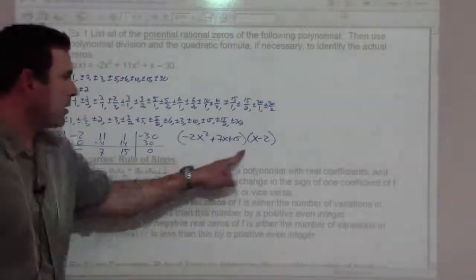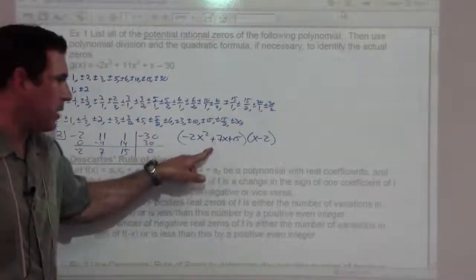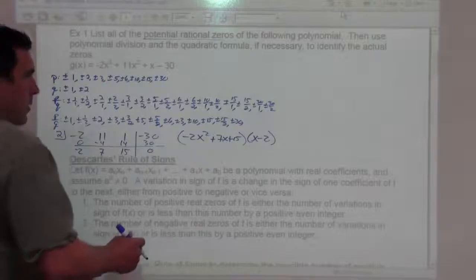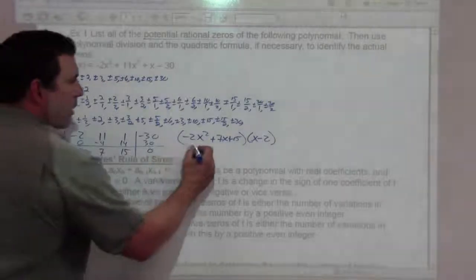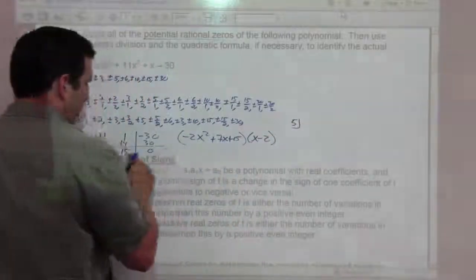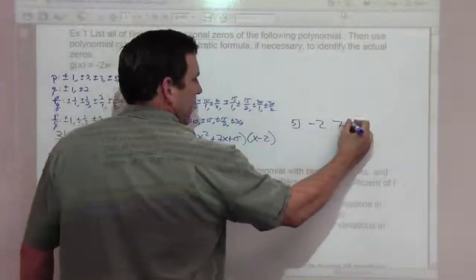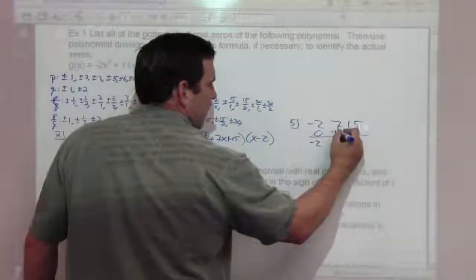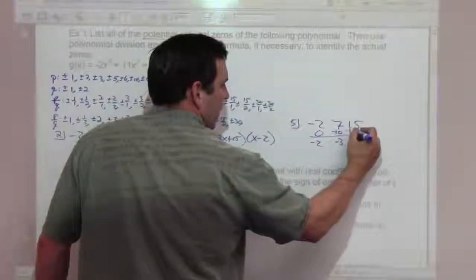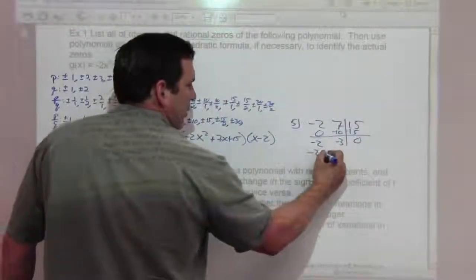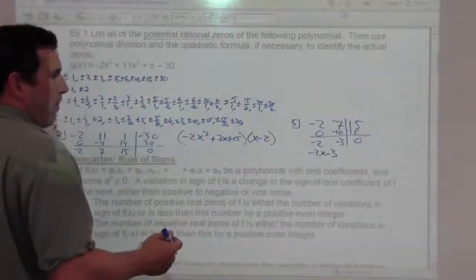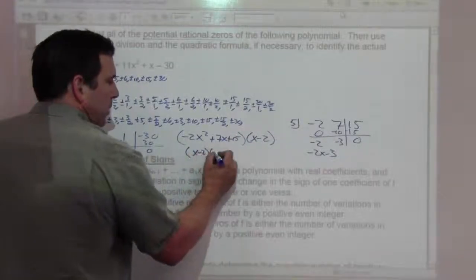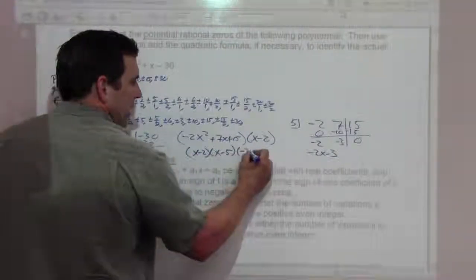So here is this factor down a little bit. We're going to try to factor this next part down. Let's try, how about 5 out of this result? The negative 2, the 7, and the 15. 5 times negative 2 is negative 10, negative 3, negative 15, and then 0. So we have negative 2x minus 3, which means this factors down to be x minus 2 times x minus 5 times negative 2x minus 3.